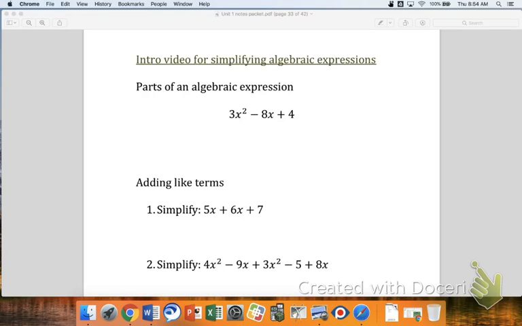This one right here is 3x squared minus 8x plus 4. This algebraic expression has what we call three terms. So I will underline these terms here for you. There is one term right there. There's another term right there. Third term is right there. So the first term would be 3x squared. The second term would be negative 8x. And the third term would be a 4.